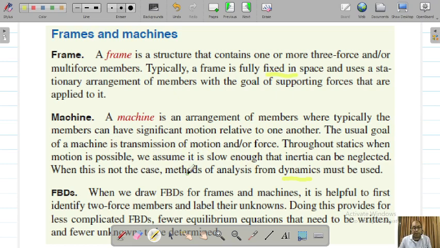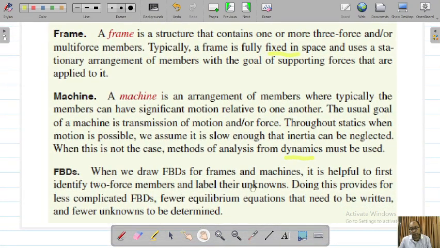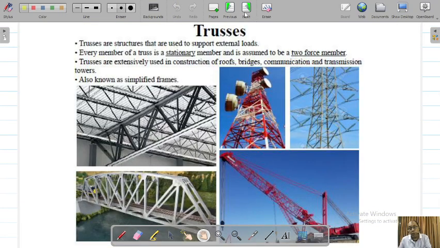So, frames and machines, and a very important concept: when we draw the FBD for frames and machines, it is helpful to identify the two force members and label their unknowns. We will study in the next few slides what two force members are, and they are very important when we are dealing with machines. They will make our calculation very easy when machine analysis comes.